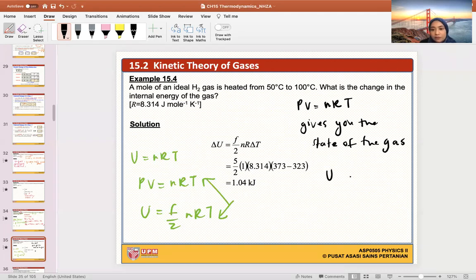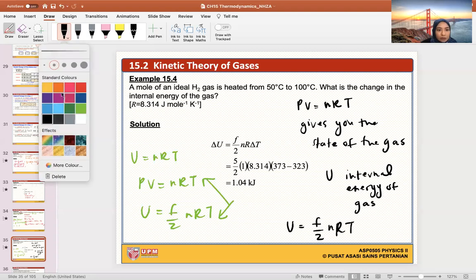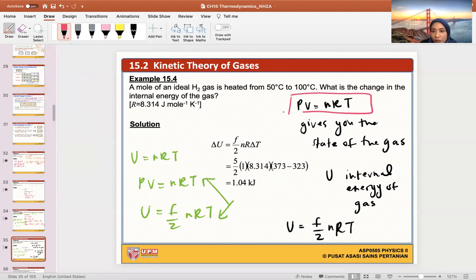Okay, whereas U gives you the internal energy of the gas. And this guy depends on the degrees of freedom. It depends on the type of the gas. If it's monoatomic, if it's diatomic. So U, the general equation is F over 2. The degrees of freedom will affect the internal energy because vibrations, rotations, translational movement all contribute to kinetic energy, right? So F over 2 and RT. Okay, it looks the same, but it's not the same. So PV equals to nRT is not the same as U. Okay, I hope that's clear. If anyone has any question, you can ask me.